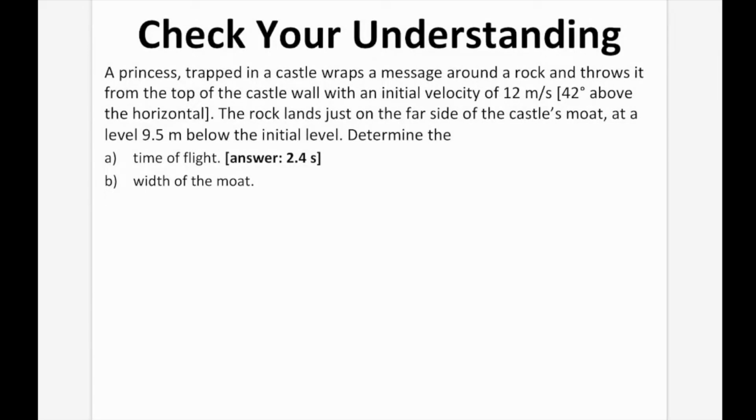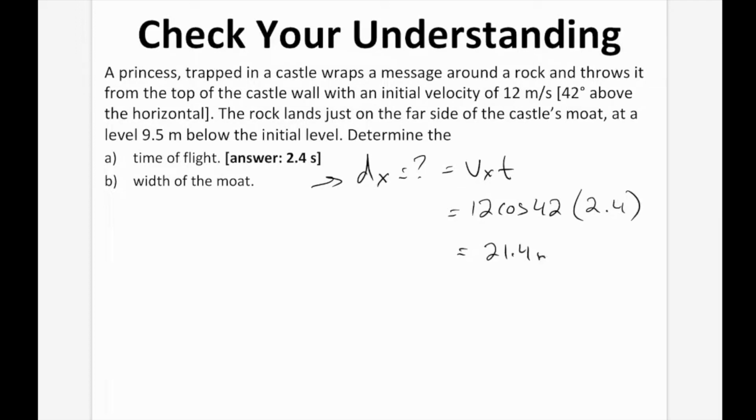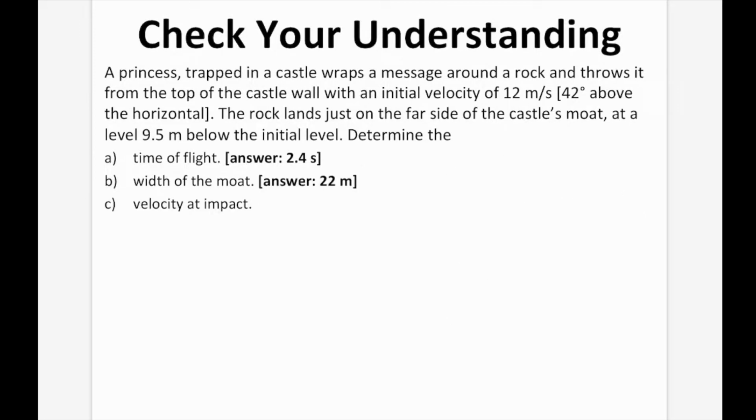So essentially what we're trying to find in this question is dx. That's our question. We know that dx is going to equal vx times the total time. Vx in this case is going to be 12 cos 42, and the time that we figured out was 2.4. We put that into our calculator, we get a value of 21.4 meters. To 2 sig digs is going to be 21 meters. Now the velocity of impact, and that's what we did on the previous question as well. So remember, when the rock is coming in, it's going to look something like that. And that's going to have a horizontal component and a vertical component. We already know the horizontal component. That's going to be our 12 cos 42.